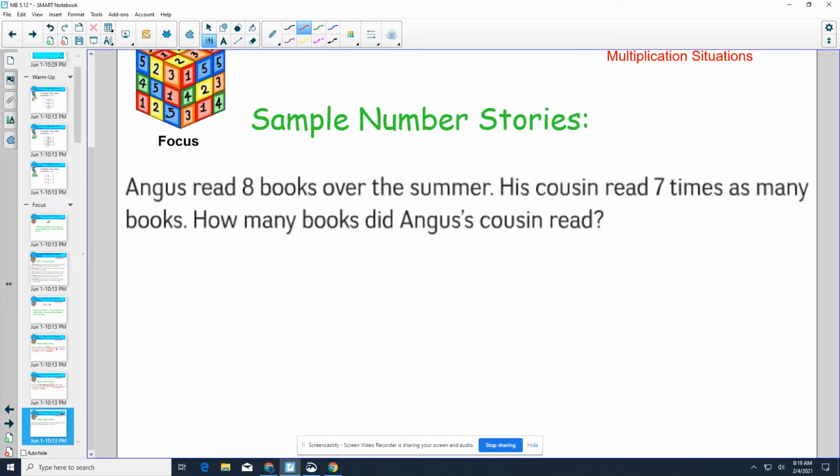Next one here, Angus read 8 books over the summer. His cousin read 7 times as many, so 7 times or times as many means we're going to multiply. So that's another example there when you're doing a comparison. So Angus read 8 books, his cousin read 7 times that.